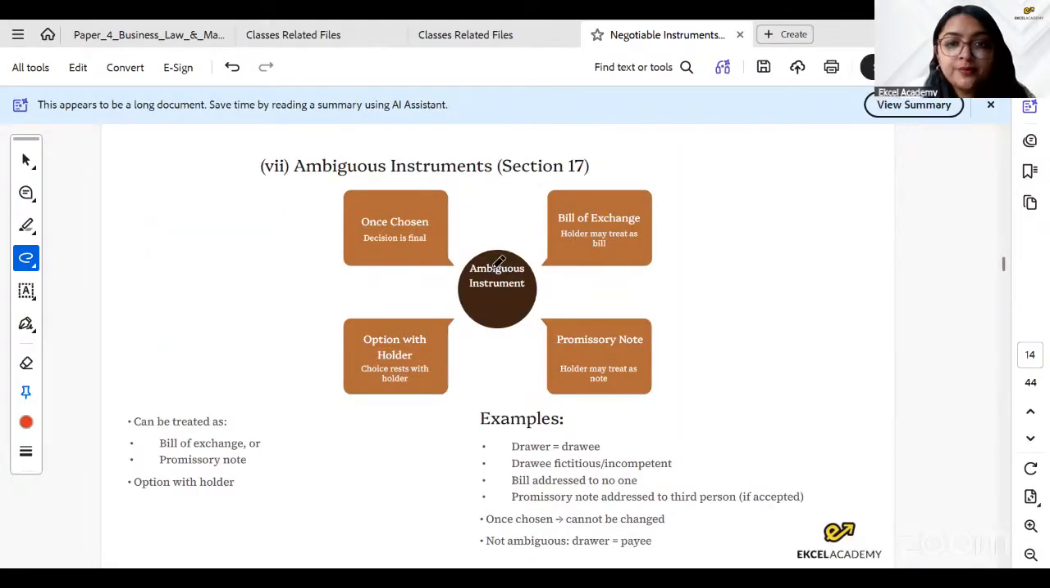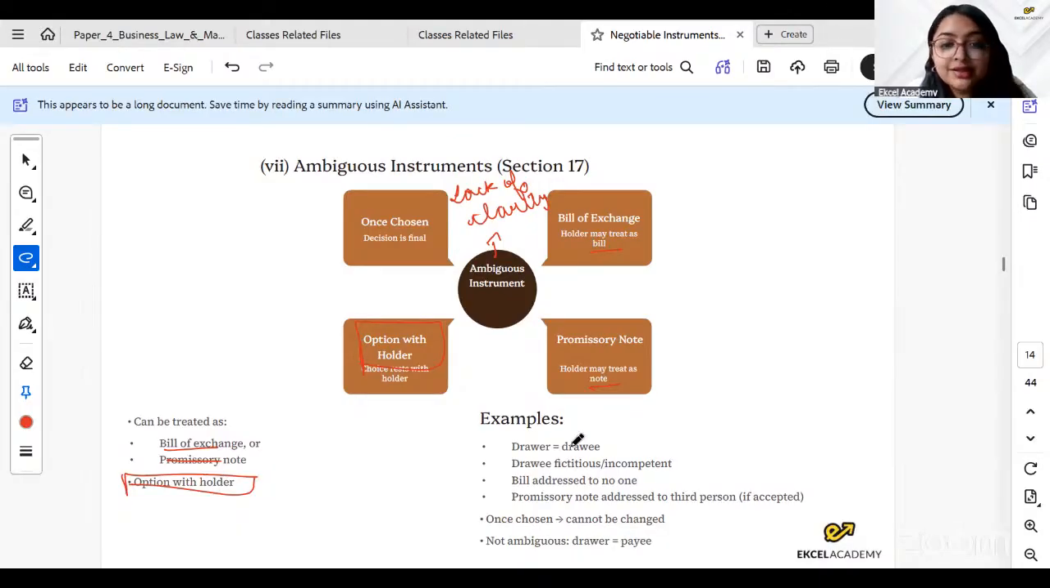All right, then ambiguous instruments. Okay, with ambiguous instruments, once chosen, the decision is final. So the option remains with the holder, whether to treat it as a bill or as a note. So what is ambiguous? Ambiguous basically means that there is lack of clarity. So the option is with the holder to decide whether it is a bill or whether it is a note. It can be treated as a bill of exchange or a promissory note. The option is with the holder itself.